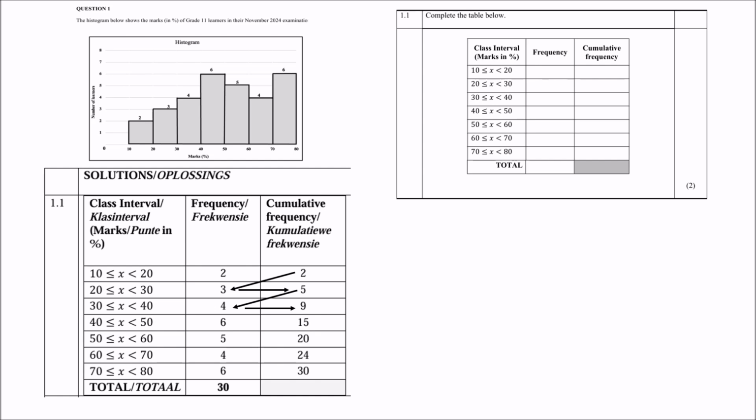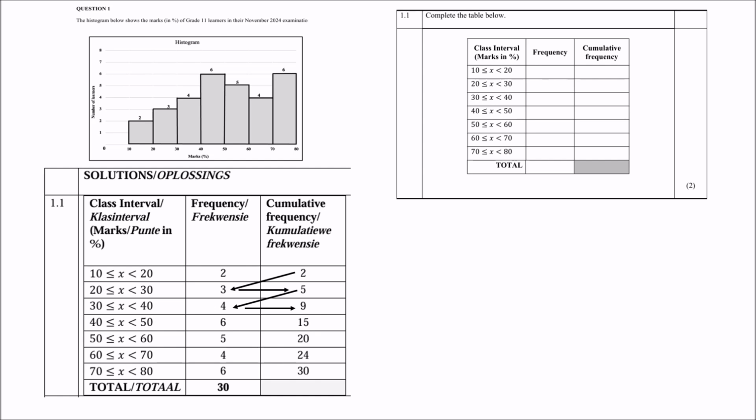So all that info comes from the histogram. Now, how do we complete the cumulative frequency? Have a look at the first between 10 and 20. Frequency 2, cumulative frequency also 2. Right. Then the next one, remember, frequency was 3. Now, how do we get the 5? We add the 3 and the 2. And 3 plus 2 gives you 5. How do we get the 9? We say 5 plus 4 is 9.